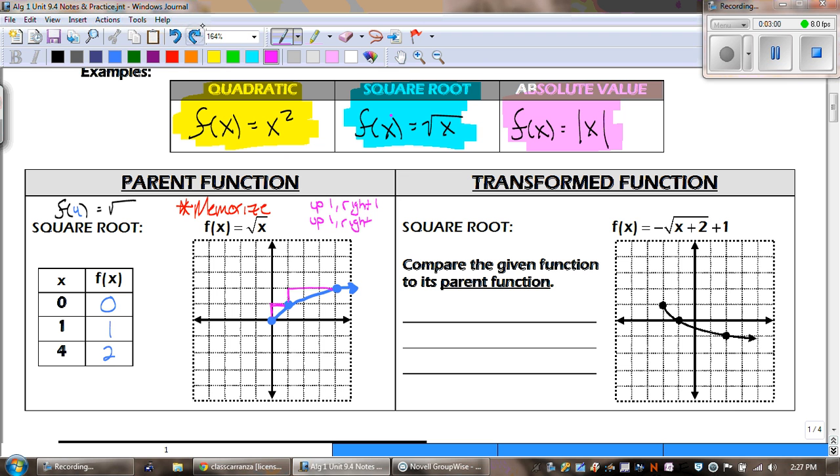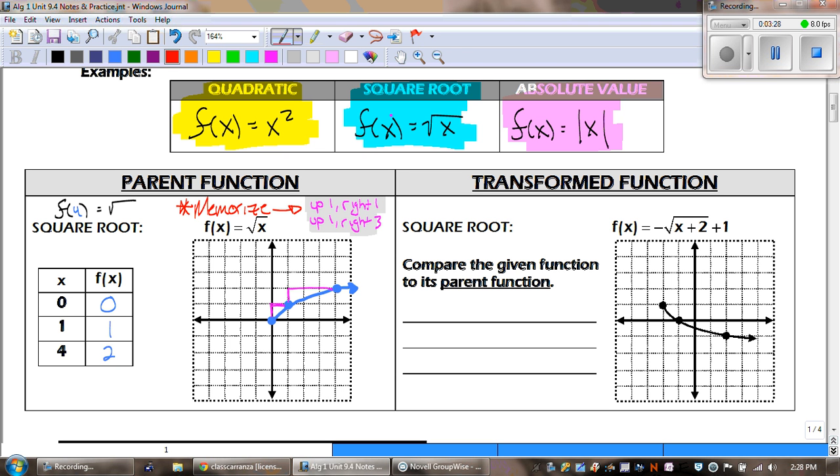That part you need to memorize. Up 1, right 1, up 1, right 3. Okay? That's very important. That's the main thing I want you to memorize. Okay? We're always going to be moving to the right when we're talking about a square root graph. Okay? Now, let's compare the transformed function on the right to the parent function.